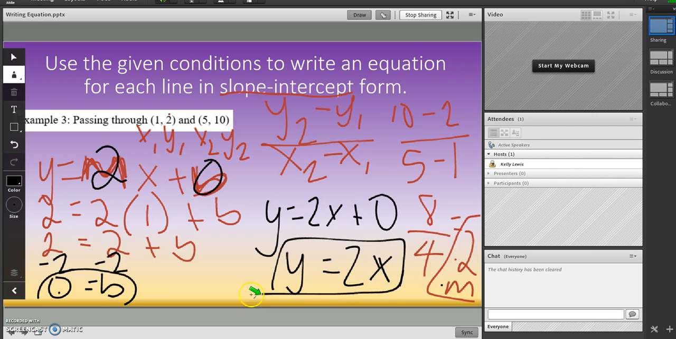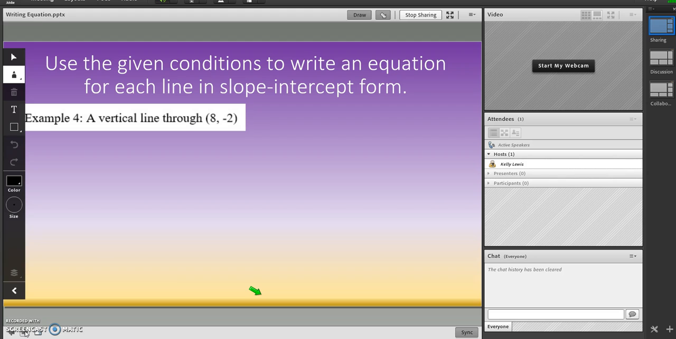Right, there we go. Because the y-intercept was 0, which means it's at (0, 0), the origin. It's right where the x and y axes intersect.